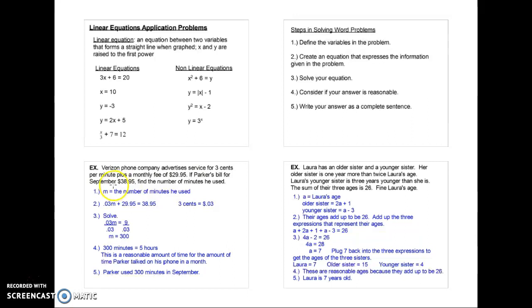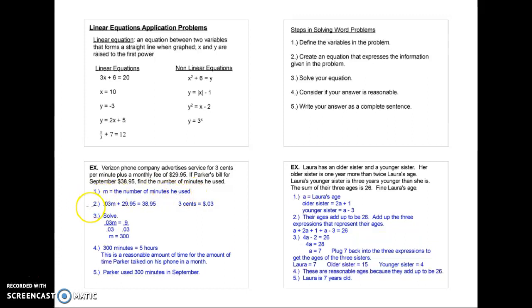So step number 1 is to define the variables in the problem. You could use whatever letter you chose here. We chose M because I'm saying that M is the number of minutes he used. That's what I'm looking for in this problem. You could have used X, you could have used whatever variable you wanted to. We chose M for minutes. So that is defining the variable in words. You need to do that for every one of these problems.